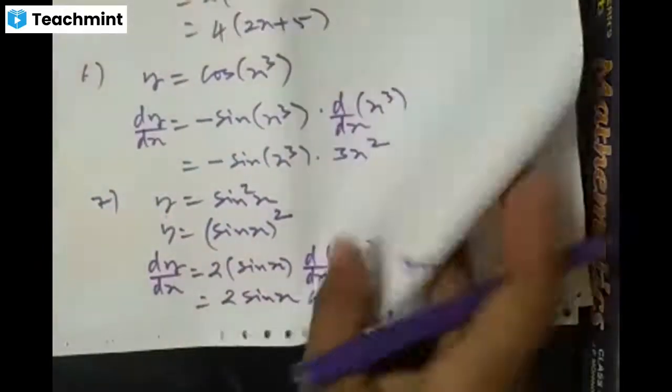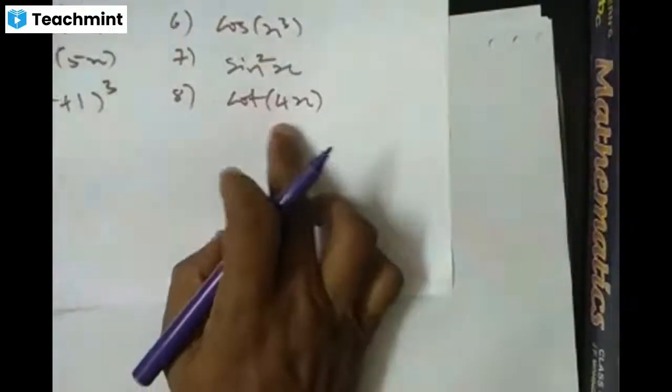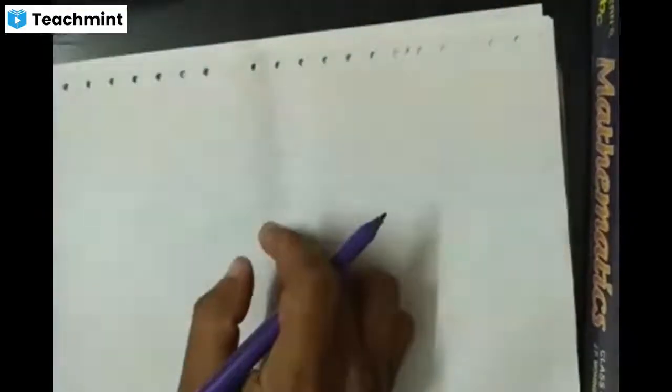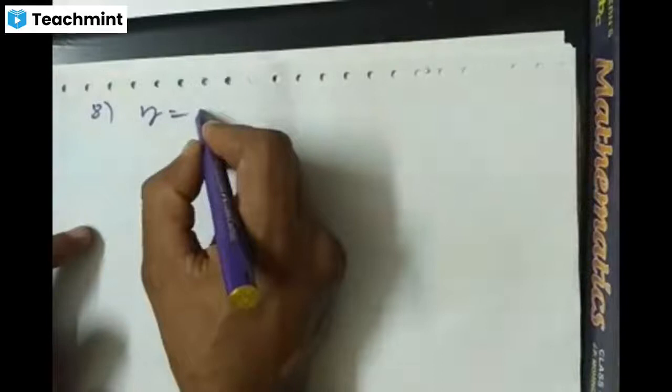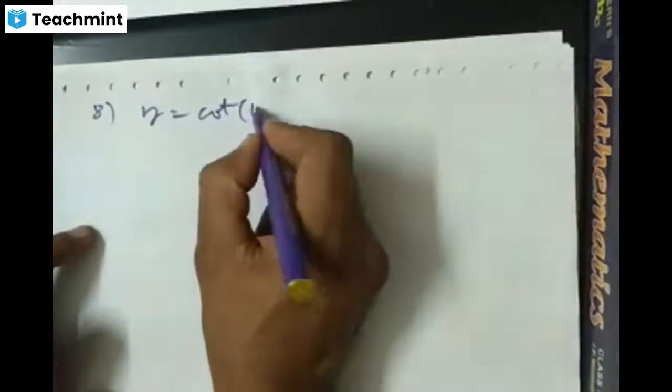Next, problem number 8. The given function is cot of 4x. Let us take the given function as y. Cot of 4x.